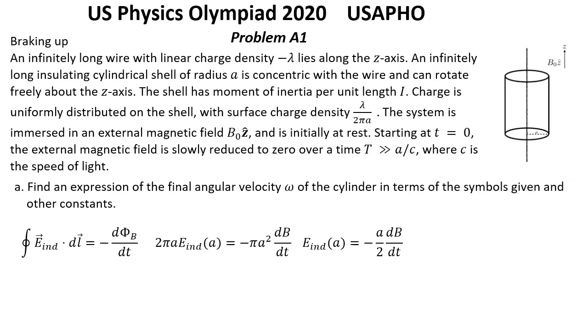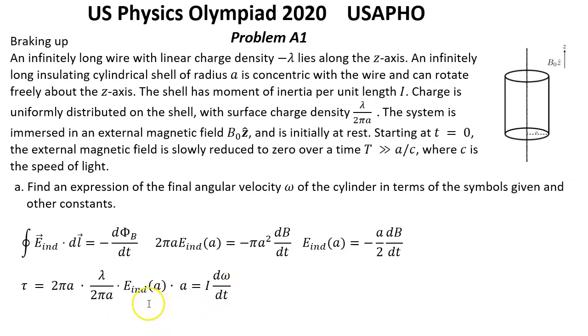Next, we can compute the total torque from the electric field on a unit length of the cylinder. That will be the total charge, which is 2 pi a multiplied by lambda over 2 pi a, multiplied by the electric field and by the distance from the center of this cylinder, which is a. And that is equal to the moment of inertia multiplied by the angular acceleration, which is delta omega over delta t.